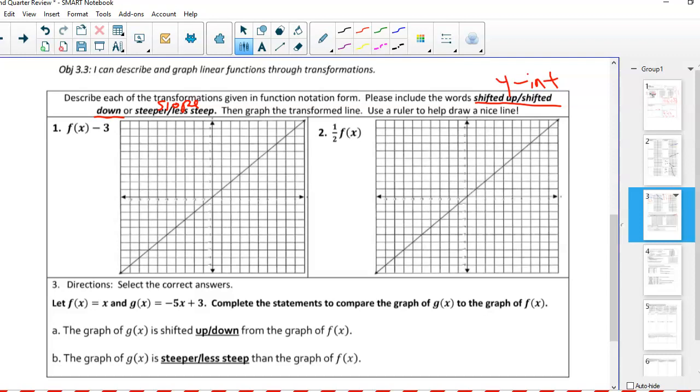Right? So 1 and 2 are asking for two things. To describe what happened when the transformation was applied, but also to graph that transformation. So here, if I subtracted 3 from the function, what happened? It went down. It went down 3. It was shifted down 3. The 3 part isn't necessary, but it was shifted down. So that means I'm going to take my entire function and move it down 3 points.